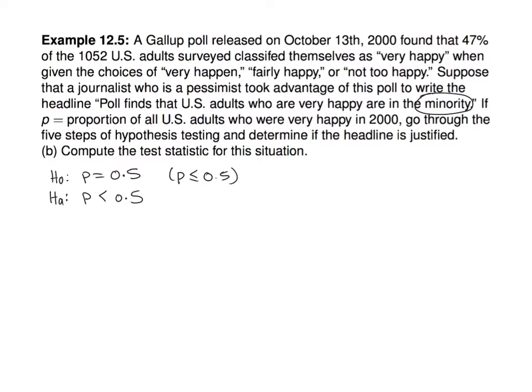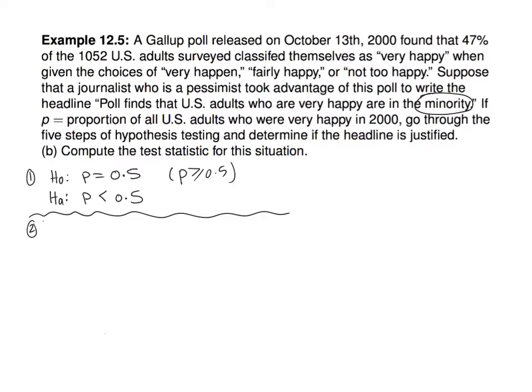Would the null hypothesis not be greater than or equal to? Oh, yes, yes, yes, yes, sorry. I just was dyslexic. Yep, p bigger than or equal to 0.5. They're in the majority. Yep. Okay. So that's kind of step 1, the null and alternative.